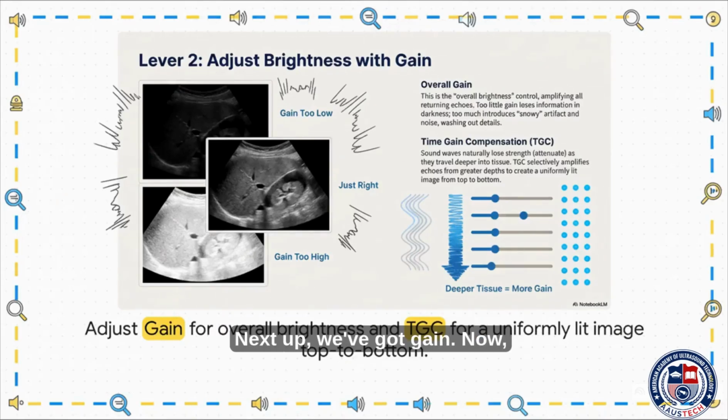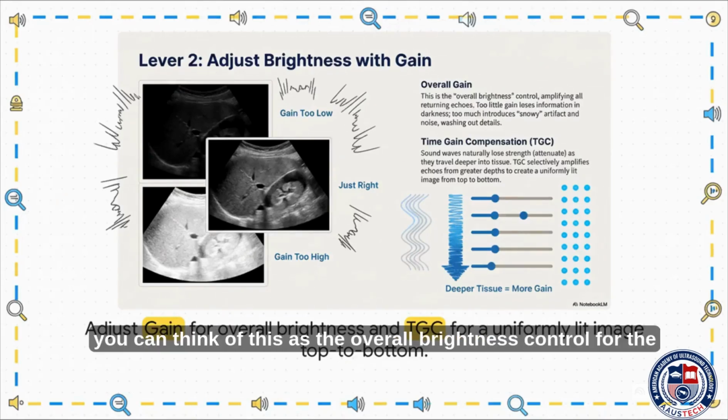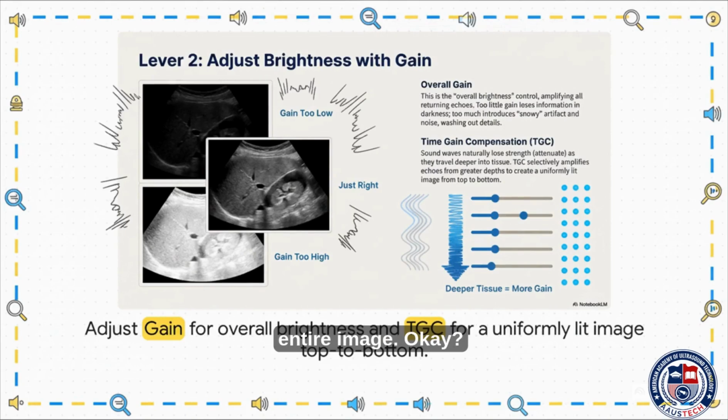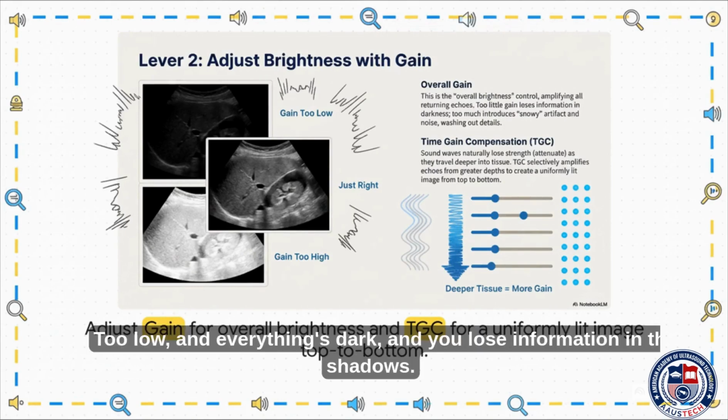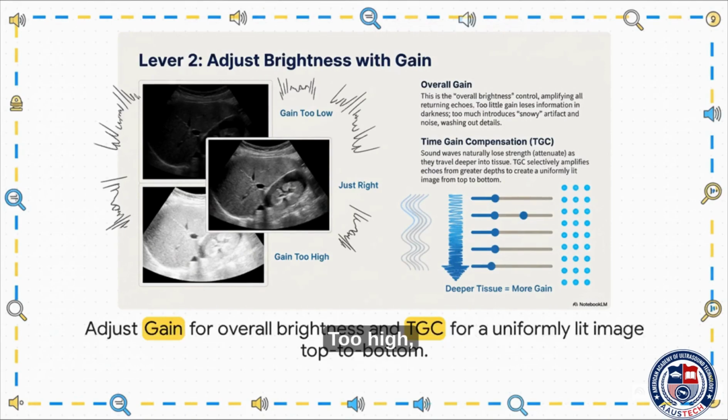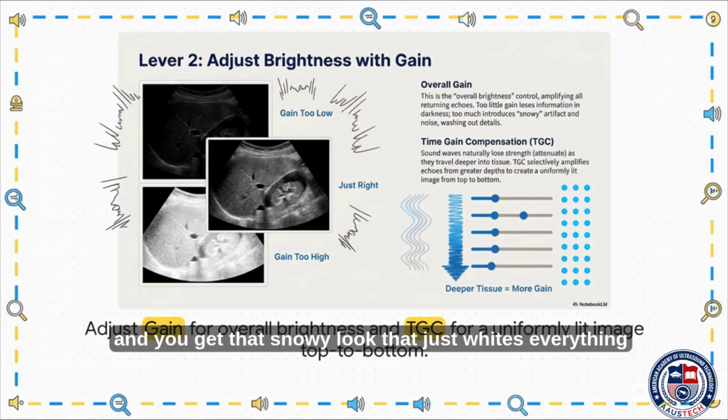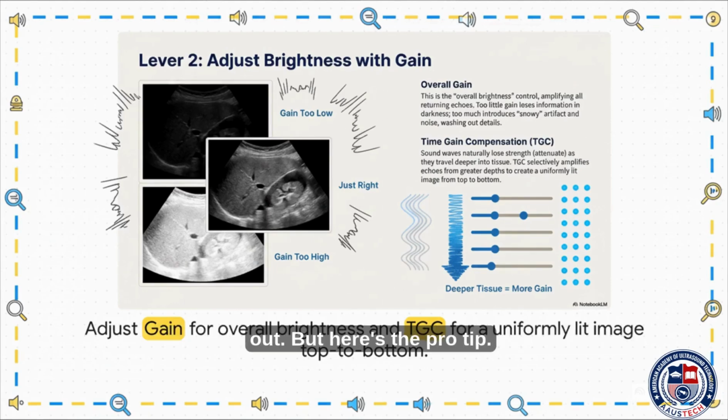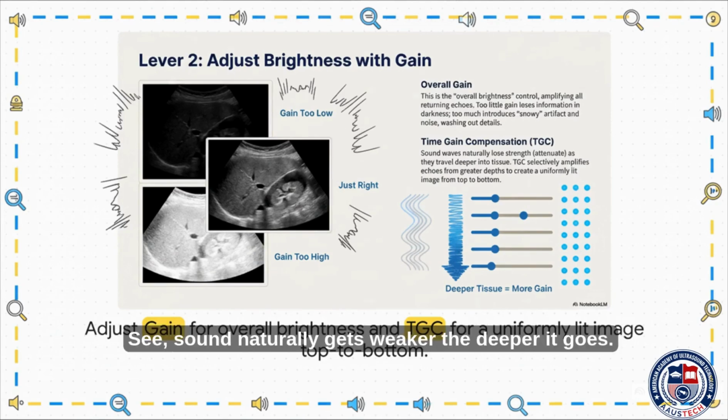Next up, we've got gain. Now, you can think of this as the overall brightness control for the entire image. Too low, and everything's dark, and you lose information in the shadows. Too high, and you get that snowy look that just whites everything out. But here's the pro tip: time gain compensation, or TGC. See, sound naturally gets weaker the deeper it goes. TGC lets you individually boost the brightness at different depths, so you get this beautiful, evenly lit image from top to bottom.